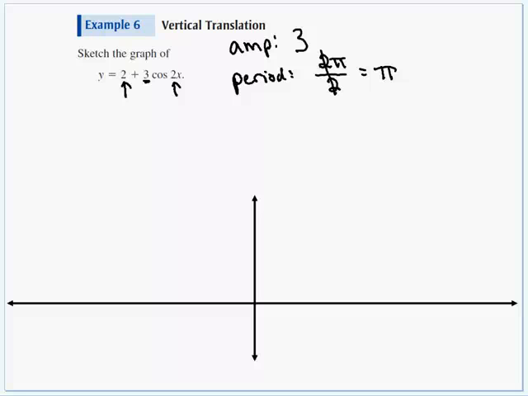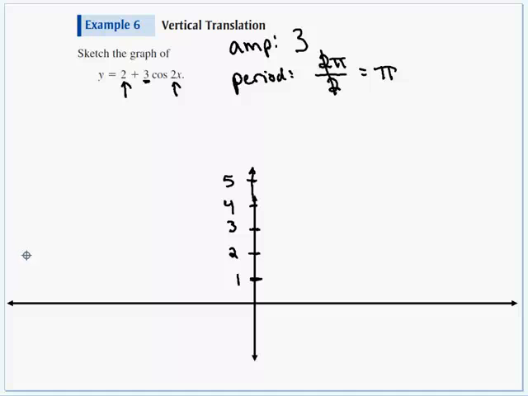Let's see here. I'll do this. I got to make sure I get my scaling right here. Let's say this is 1, 2, 3. We got to go up to 5, 4. Extend this up a little bit. Here would be 5. Now this line here, y equals 2, is the line that our graph will oscillate around.